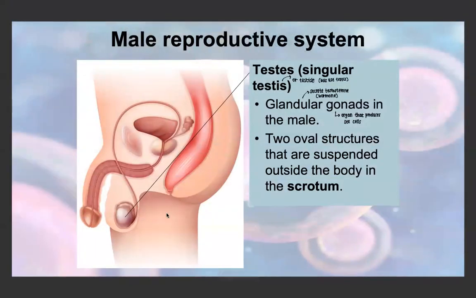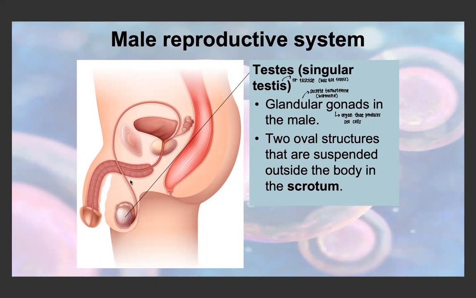Then if we look at the testes, obviously males have two testes, a singular testis. We can also talk about testicle, but they usually use testis. Testicles are glandular gonads in the male. Glandular means that they secrete hormones. We spoke about this a little bit in the endocrine system. The specific hormone they secrete would be testosterone. The word gonads is quite important. A gonad is a sex organ or an organ that produces sex cells. So in males, the gonad would be the testes as they produce the sperm.